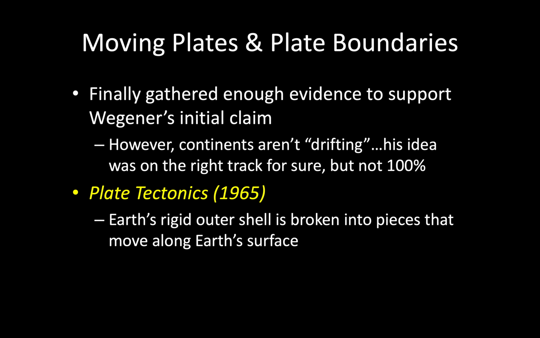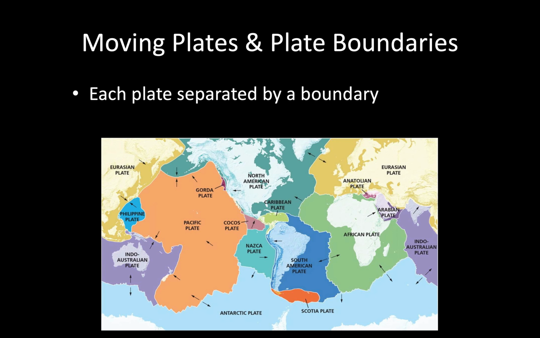So now that we've got subduction, we've got seafloor spreading, we've got the fit of the continents, all this stuff, we've got enough to elevate plate tectonics to a theory. So here it is, plate tectonics: Earth's rigid outer shell broken into pieces that move along Earth's surface. And that is the theory of plate tectonics. Each plate is separated by a boundary. These boundaries are constantly moving.